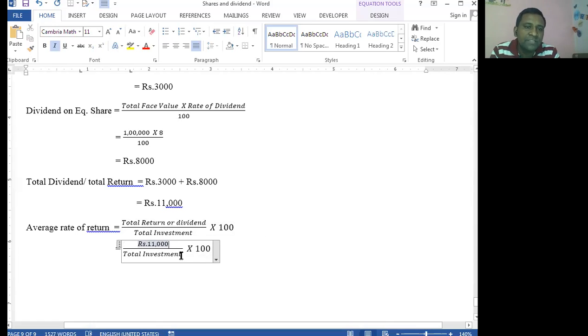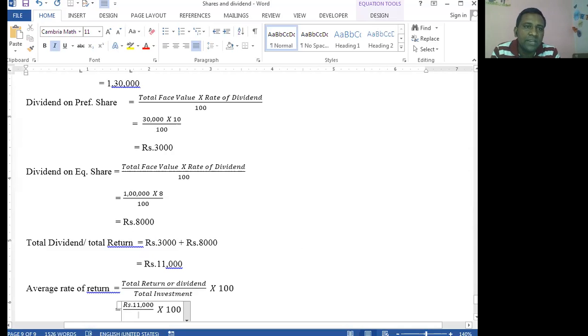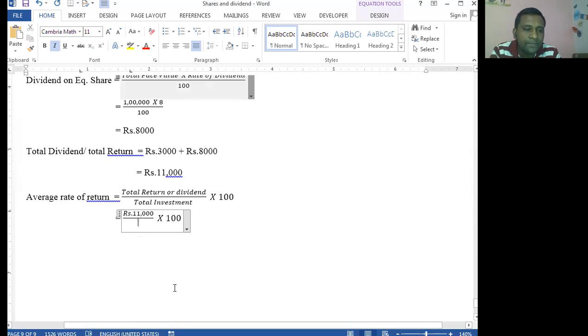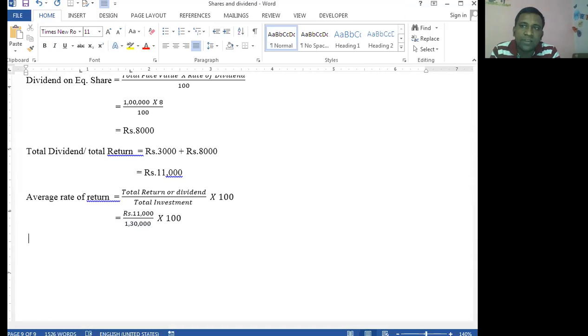And what is total investment? 1 lakh plus 30,000, that is 1 lakh 30,000 is the total investment, multiplied by 100. So after solving this formula, you get your answer. Send me answer in chat box. 8.46%. Very good. 8.46% is the average rate of return.